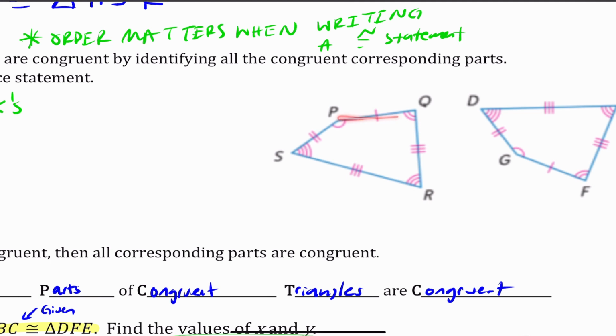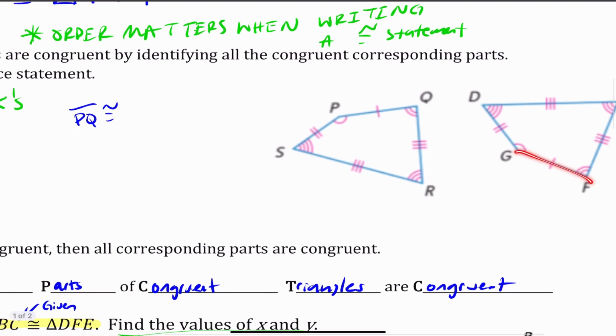We said that segment PQ is congruent to segment GF, and that's because they have 1 tick mark. And I look at segment SP, which is congruent to segment DG. So those are really easy to determine because of the number of tick marks. And then I'm going to get into this territory where, again, we have 3 tick marks here.